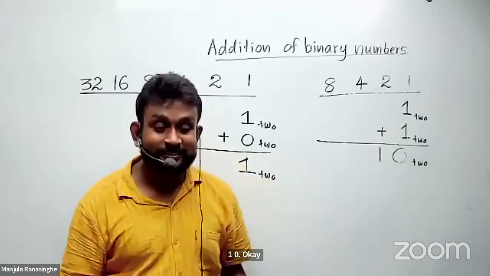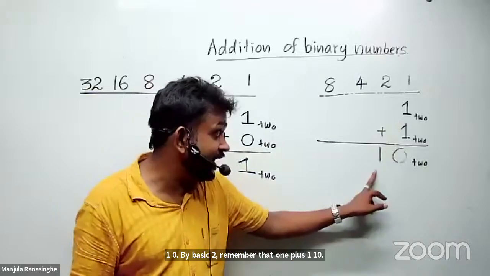1 plus 1 is 10, base 2. Okay, but normally we read that as 1 0.